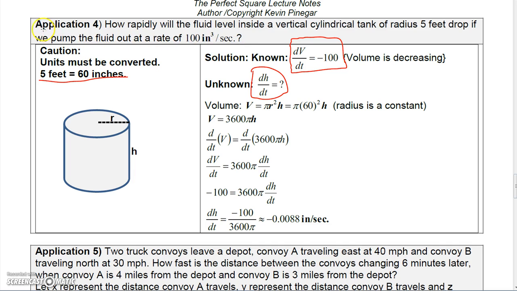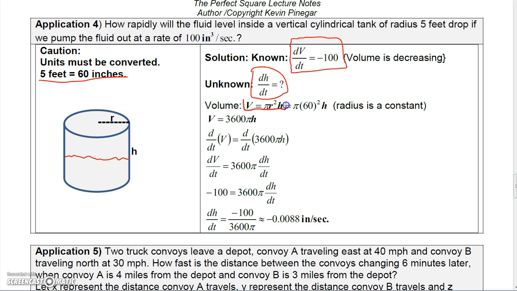Okay, so now let me show you basically the height of the fluid would be, say, right in here. And so we're wanting to know what rate this height is changing. So we need a relationship between the volume and the height. And that's where the formula for the volume of a cylinder comes in.